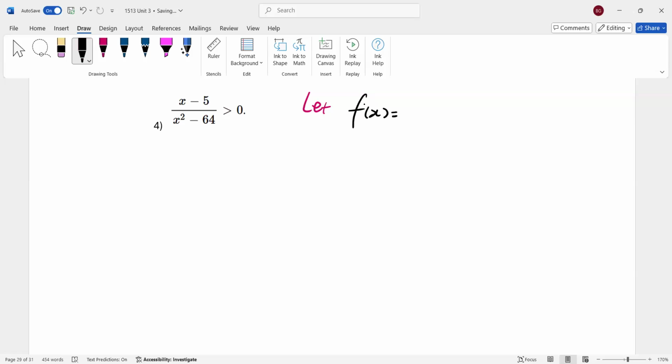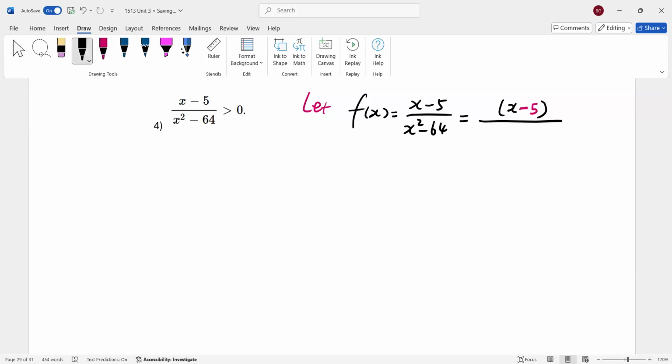f of x be the left side. This time, the f of x is a rational function, x minus 5 over x squared minus 64. A rational function is a polynomial over a polynomial. We still have to factor. The numerator is already prime, so the numerator is a linear binomial, x minus 5.